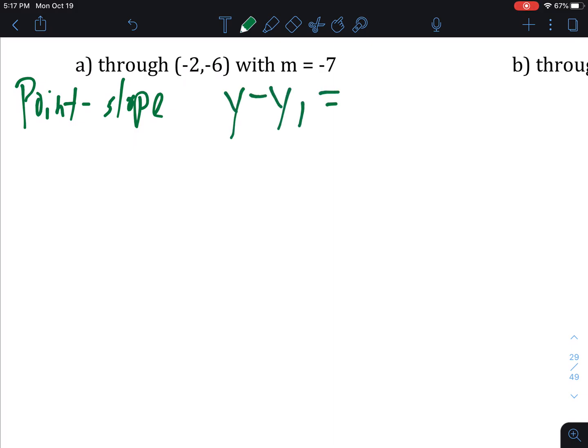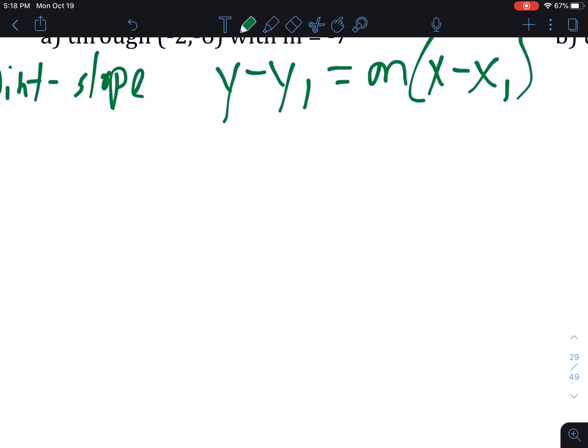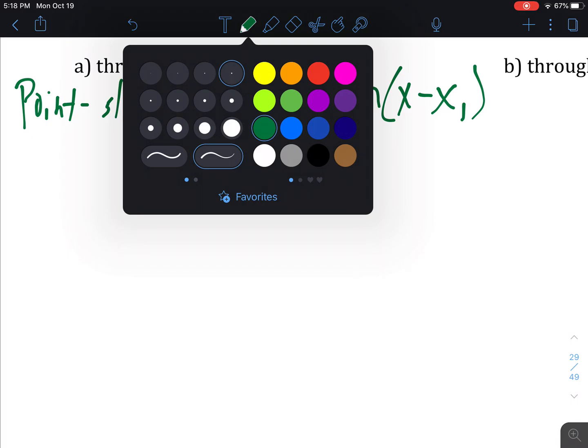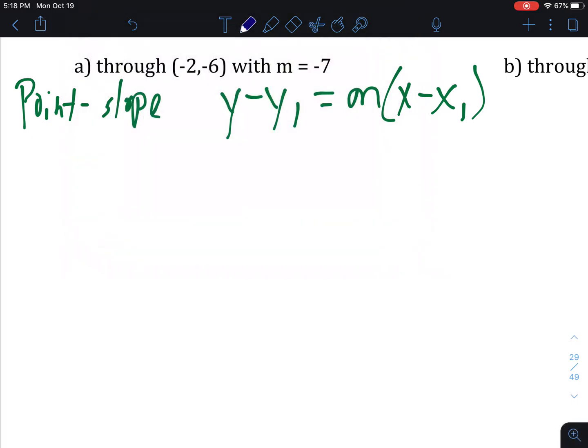So again, we use this formula when we have to write an equation and we're given a point and a slope. So we're going to plug our three numbers into our equation. So y minus y1, which is -6, equals m, remember, is my slope, parentheses x minus x1.